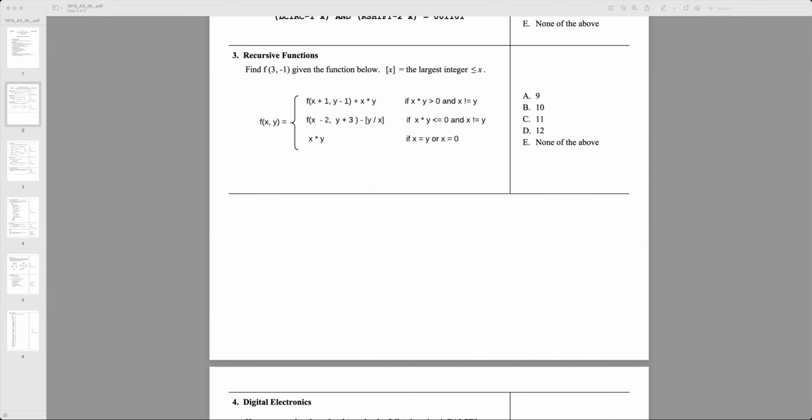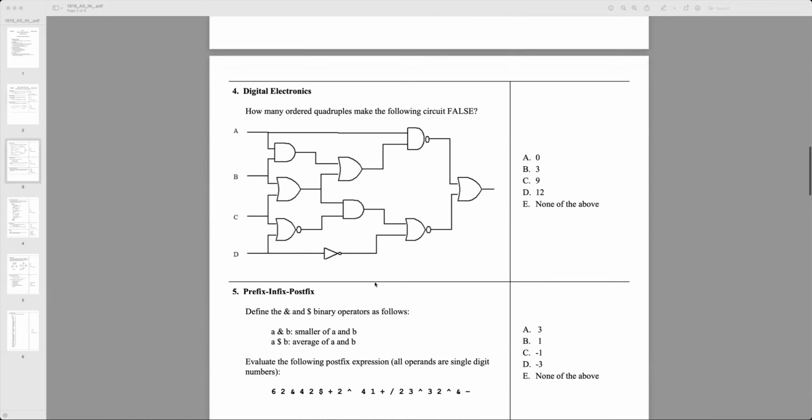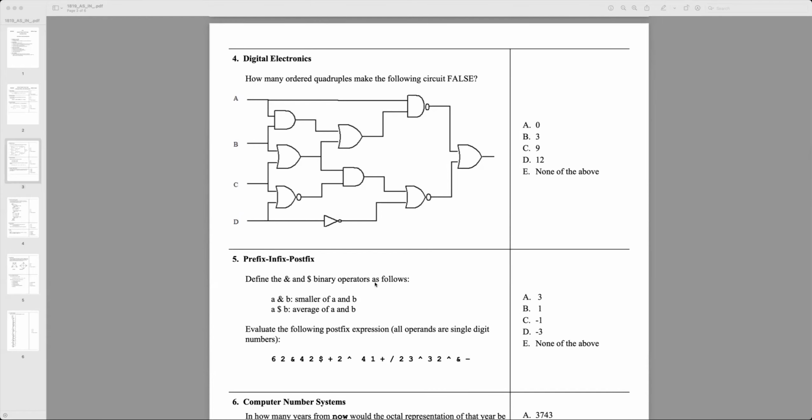All right, next question. How many ordered quadruples make the following circuit false? Now, quadruple just means 4 things, but this is quite a long one, isn't it? I'm just going to write the basic equation, the big equation, down for everyone to see, and then we'll start simplifying.